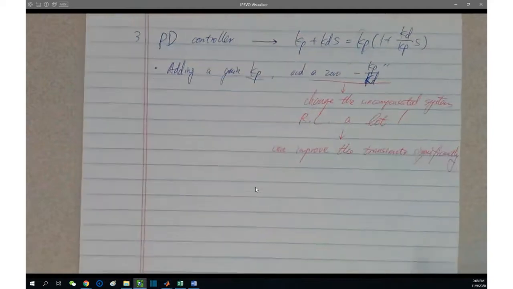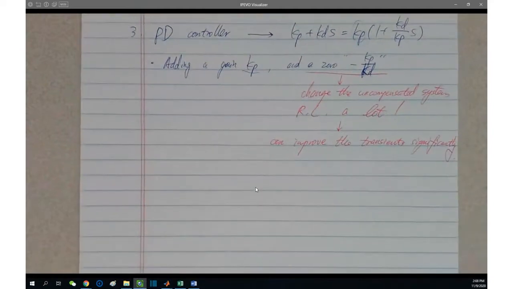Remember previously in PI, we placed the zero close to a breaking point. Therefore, we're not going to be able to change the Locus a lot. Therefore, we didn't improve the transients a lot. Now we can use PD to achieve that. Of course, we're going to change the Locus a lot. This is what PD can do.